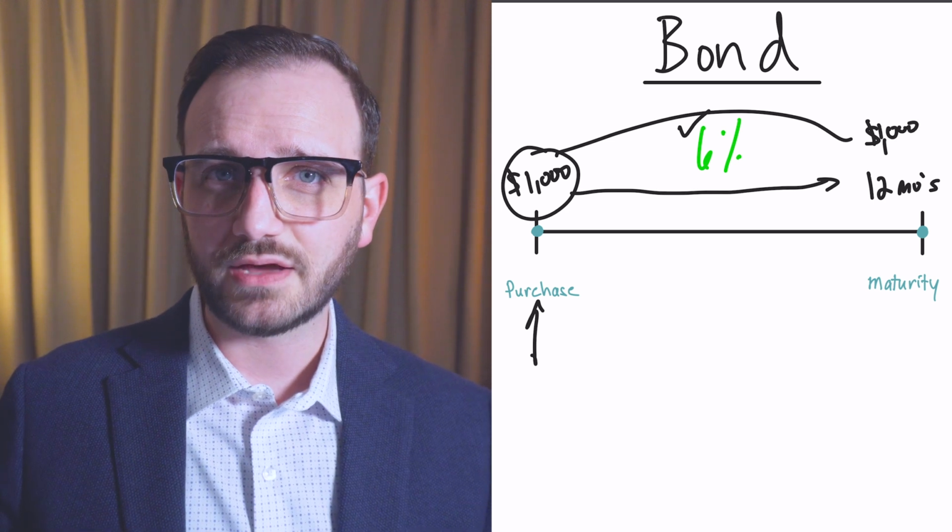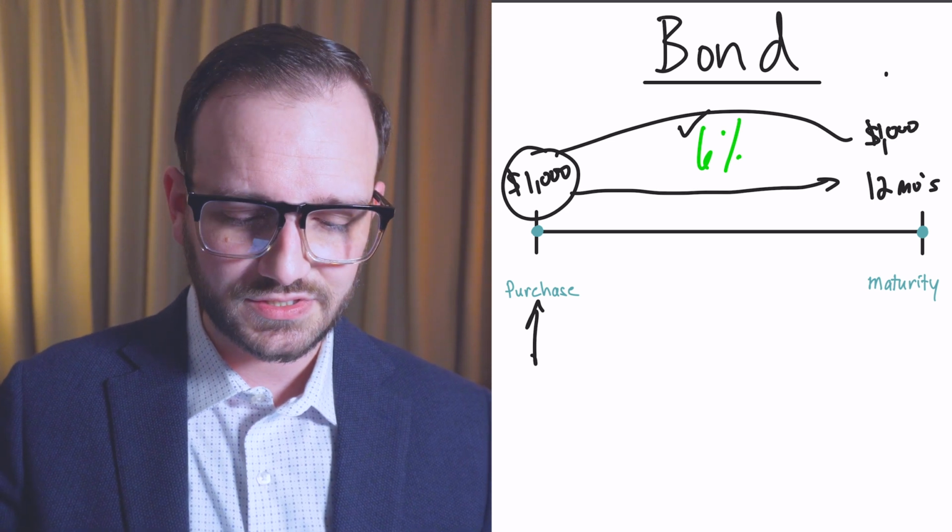So you got your initial $1,000 back plus 6% interest during that year. Sounds pretty simple, right? But the language on the TSP's website sheds light on other complications that come with bonds. You see, bonds actually have an inverse relationship to interest rates. And here's what that means.